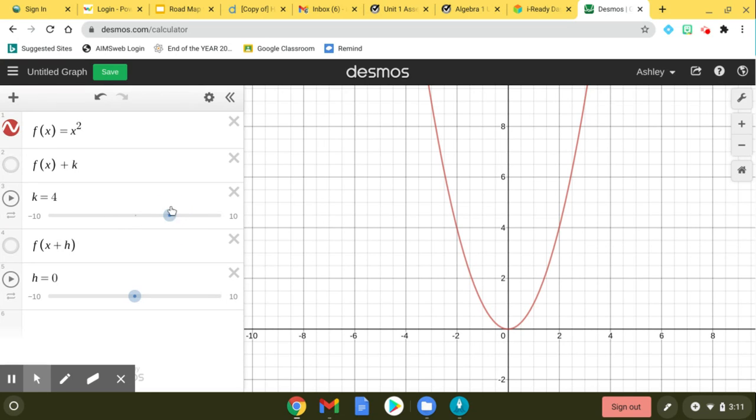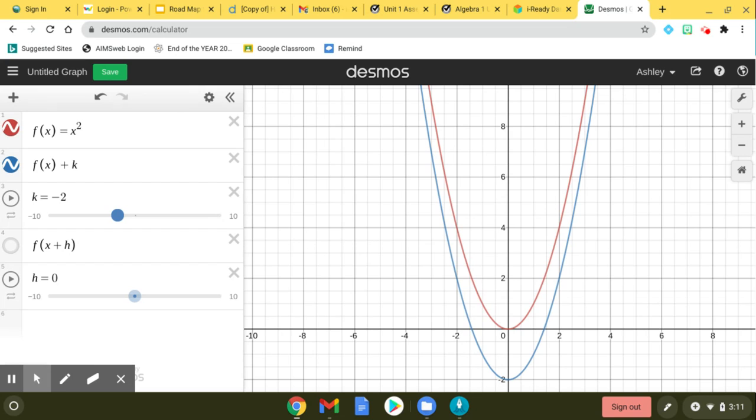So now, since k is 4, that means it's going to shift it up 4. Let's say I wanted to move it down 2. So I want to take the x squared and move it down 2. It's going to have a y-intercept of negative 2. I'm going to change k to negative 2. Now it shifts the parent function f of x squared down 2.